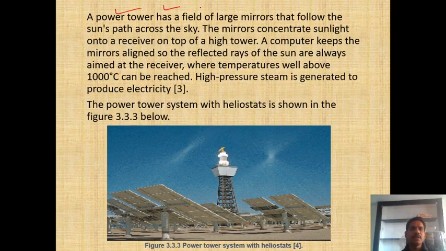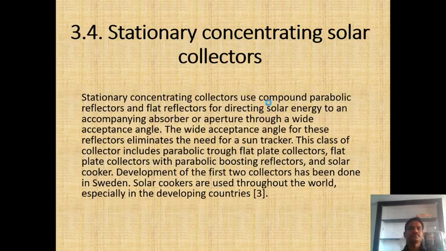A power tower has a field of large mirrors that follow the sun path across the sky. The mirrors concentrate sunlight onto the receiver on the top of the high tower. Here, a computer keeps the mirrors aligned so that the reflected rays of the sun are always aimed at the receiver, where temperatures well above 1000 degrees Celsius can be reached. High pressure steam is generated to produce the electricity. The power tower system with a heliostat is shown in the figure. This is the figure. Okay.